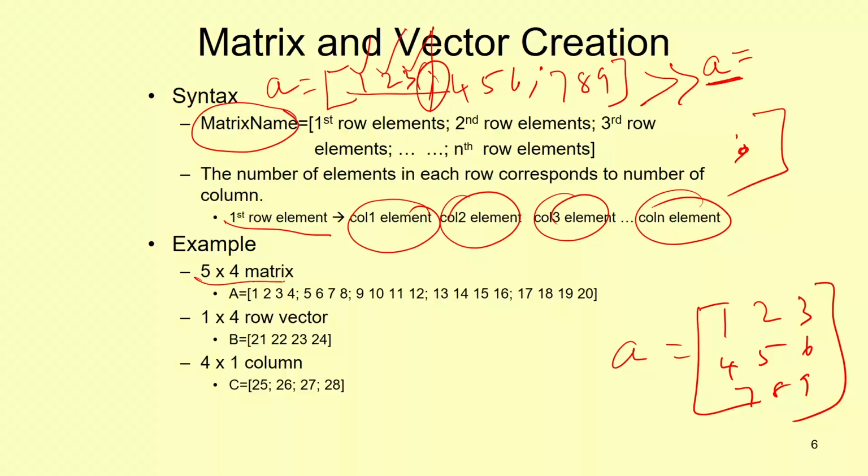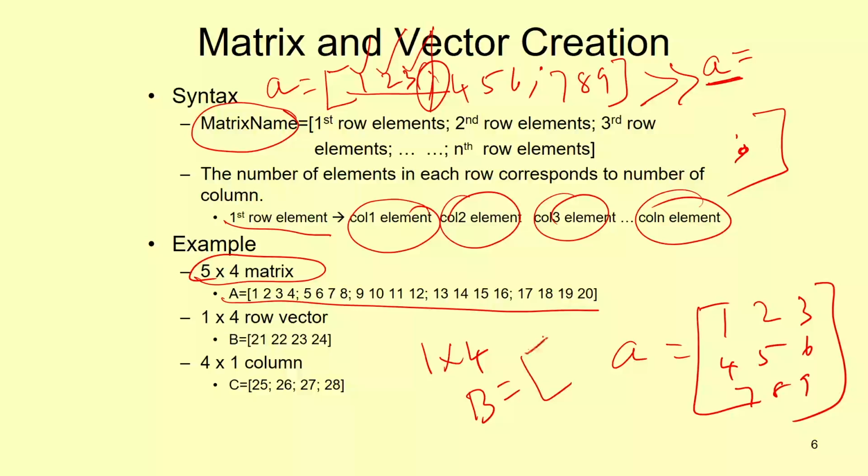So here in this example, a 5 cross 4 matrix is created. Say for example, if you want to create one row that contains 4 elements, how can I create it? First I should give a name for that matrix, then I should open a square bracket. Since I have one row, I can give 10, 11, 12, 13: one row, 4 elements.